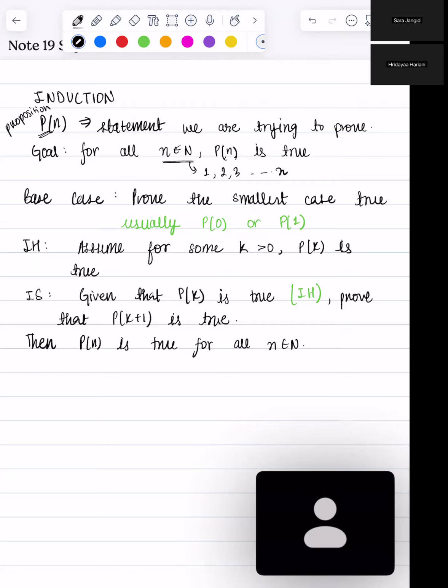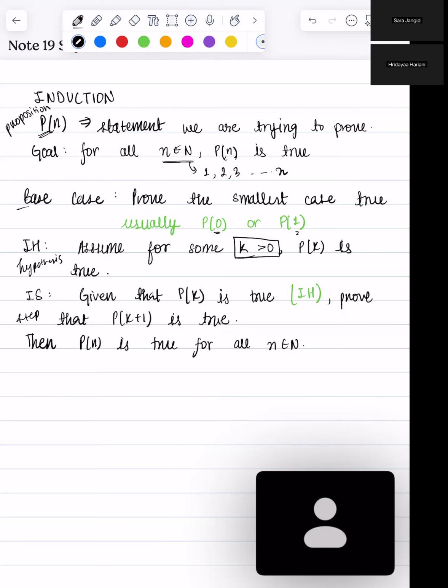should be true. So there are three steps to an induction problem: base case, induction hypothesis, and inductive step. Base case is proving the proposition for the simplest case. Usually it is going to be P0 or P1, it depends on the problem. So it's not a hard and fast rule that it's going to be 0 or 1, but usually it is. Then the inductive hypothesis is just writing out the statement, which is like: assume that for some k greater than 0, P(k) is true. Now this is just an assumption that we're making.